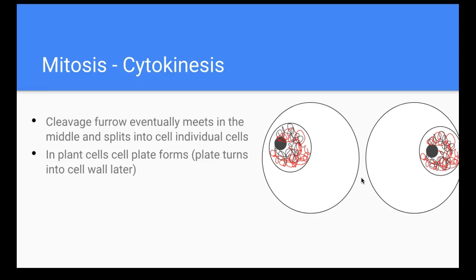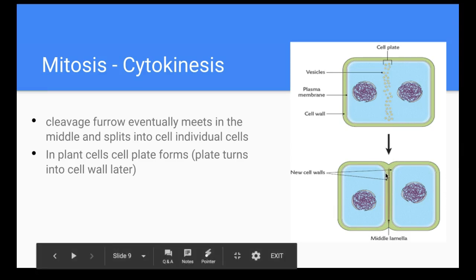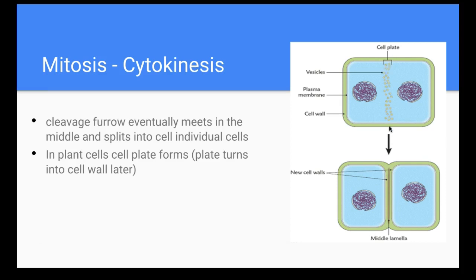So in animal cells it would look like this, okay, because the cell membrane is not rigid, it wouldn't have to worry about the bending of it. But in a plant cell, it looks like this, where it just forms this part we call a cell plate, which eventually turns into the cell wall. So that is what it would look like in a plant cell. And that, my friends, is mitosis.